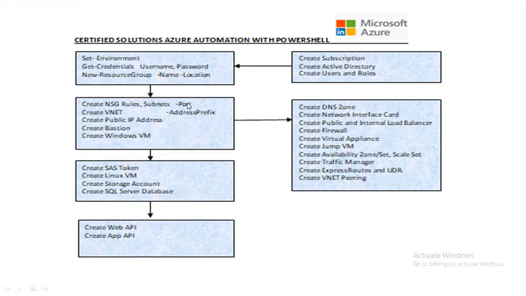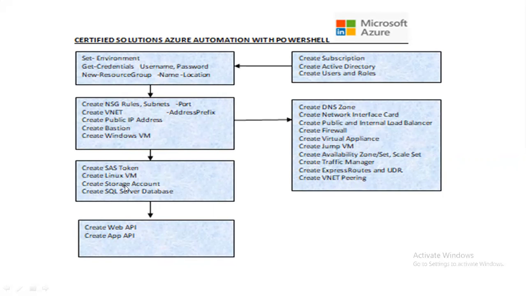Then I'm going to create the VNet and VM, and on top of that, all the resources related to my traffic flow and security can also be created. That is the DNS, the firewall, the load balancer. Okay, so a network interface card with the public IP. So let's create that, and then also we are going to cover some advanced topics.